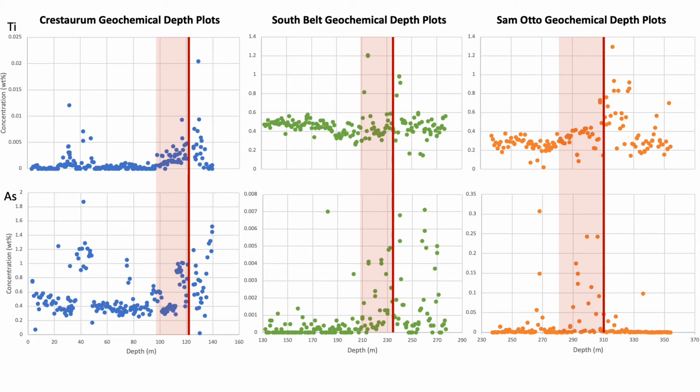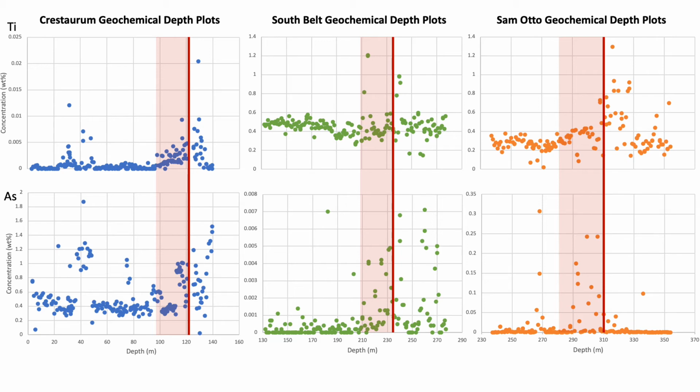Taking a look at titanium, which is the top row, we're seeing a pretty strong increase in titanium at the location of high-grade gold in the Crestaurum area. We're also seeing a little bit of an increase in the South Belt area, although it is much less prominent of an increase. And in Sam Otto, we're also seeing an increase in titanium concentrations at the location of high-grade gold.